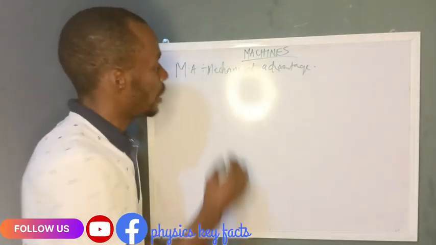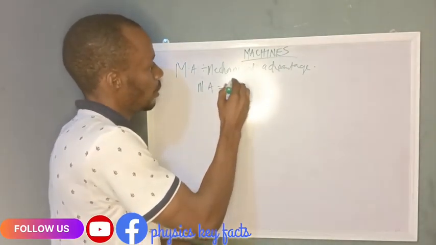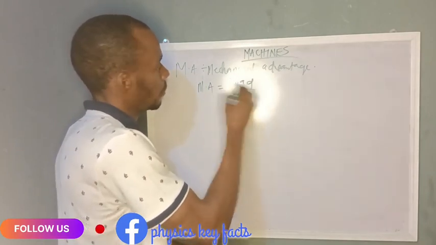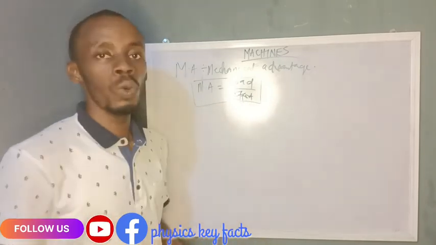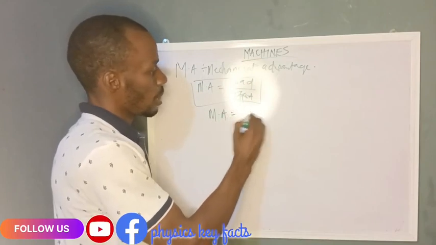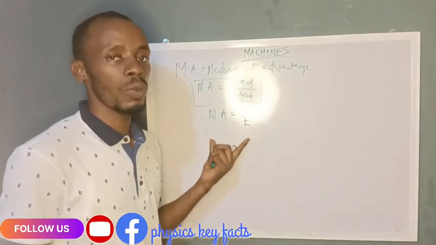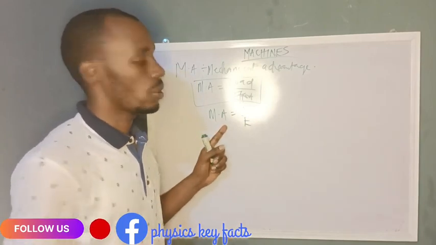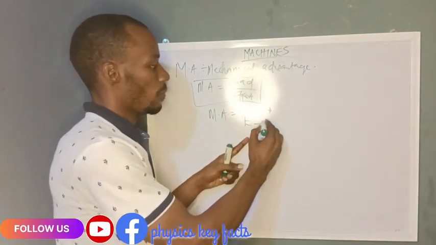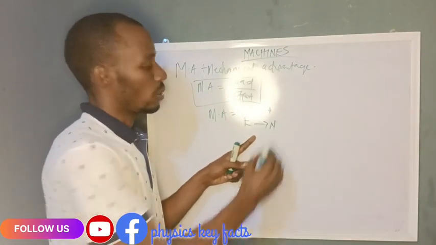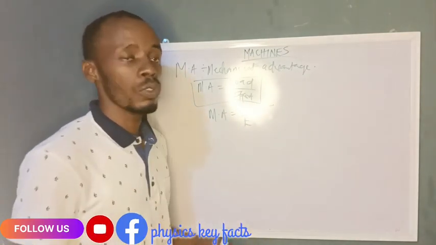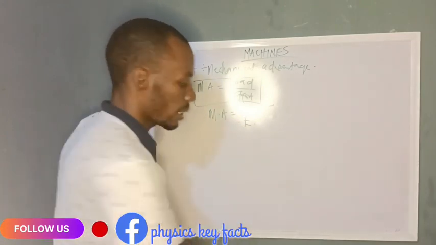Mechanical advantage, MA, is simply given as load over effort, written in short form as L over E. This formula has no unit. Why? Because load is a force measured in Newton, and effort is also a force measured in Newton. So Newton cancels Newton. This formula has no units, load over effort. That's for mechanical advantage.